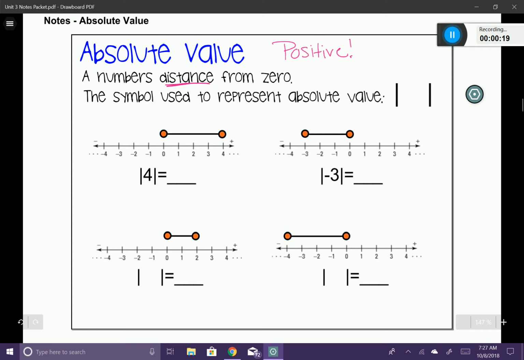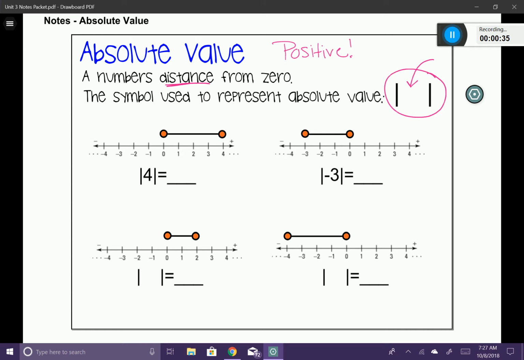The symbol that we're going to use to represent absolute value looks like this. So anytime that you see a number that's inside these two double bars, that means that you're looking for the absolute value of that given number.